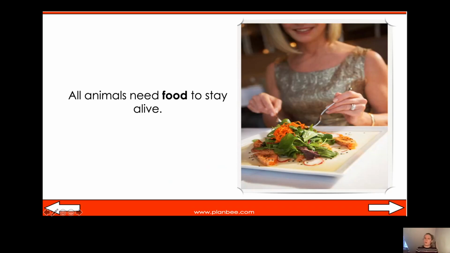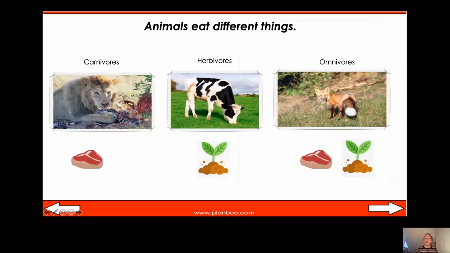Now, do all animals eat the same thing? No, they don't, do they? Some animals are carnivores. So carnivores, like the lion here, eat meat, okay? So they only eat meat.